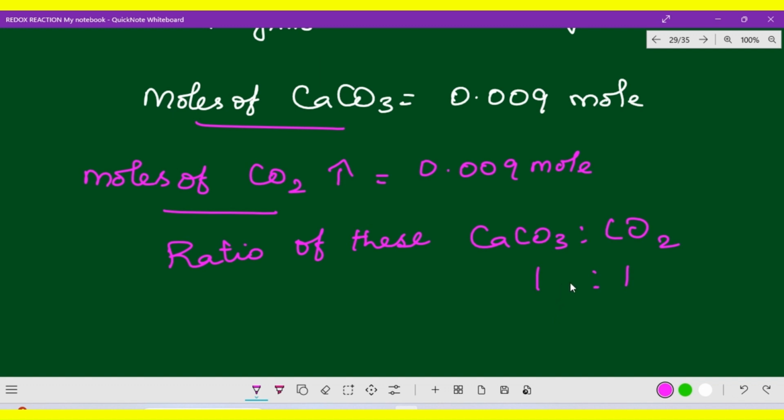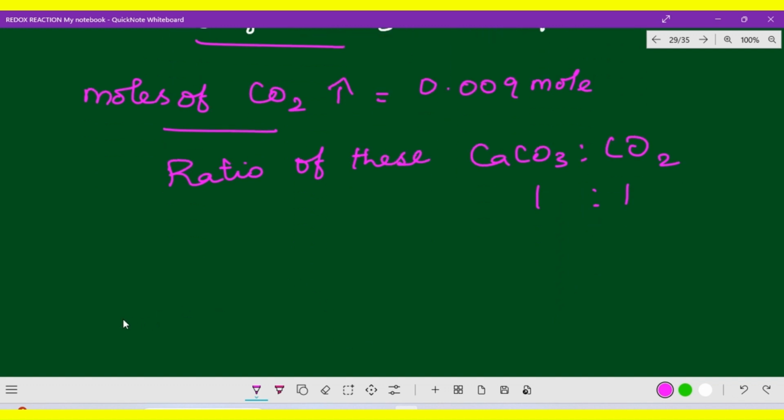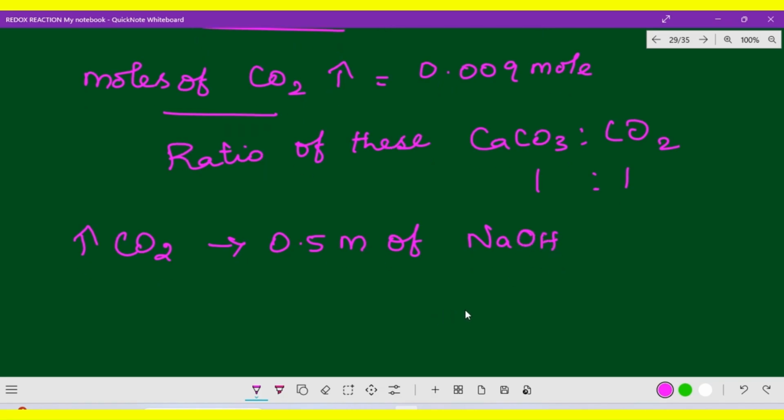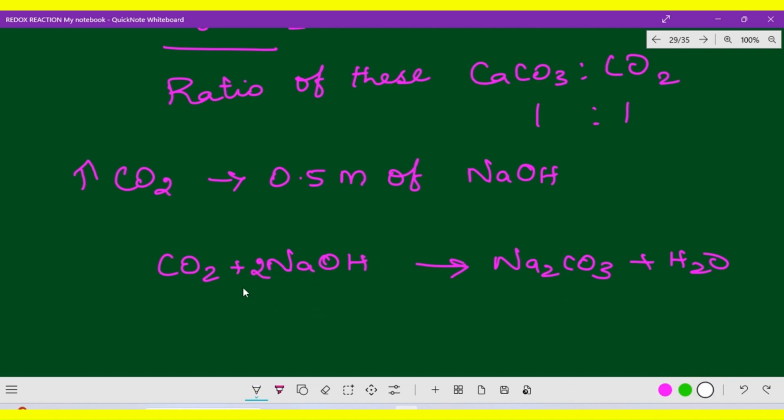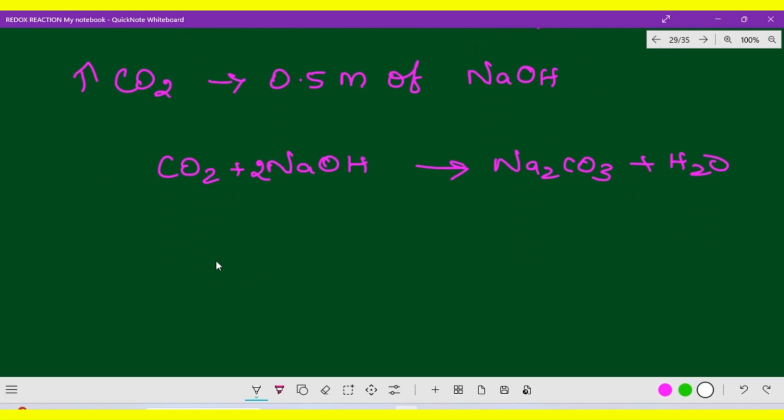Got it? Now the liberated carbon dioxide is absorbed by 100 ml of sodium hydroxide, that is 0.5 M, the molarity of sodium hydroxide. So let us check the equation here: CO2 plus NaOH, you will get Na2CO3 plus H2O. Here you will get 2 NaOH, then Na2CO3 and H2O. Yes, you got it. This is the reaction.